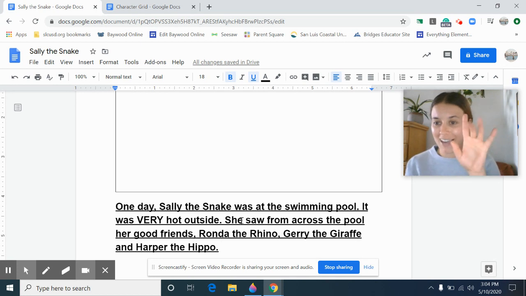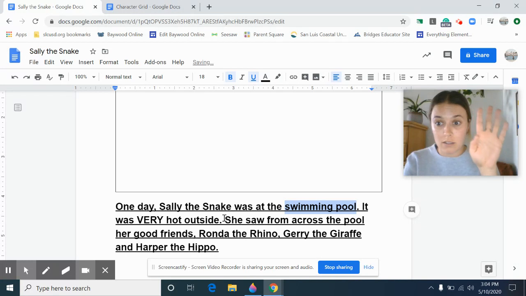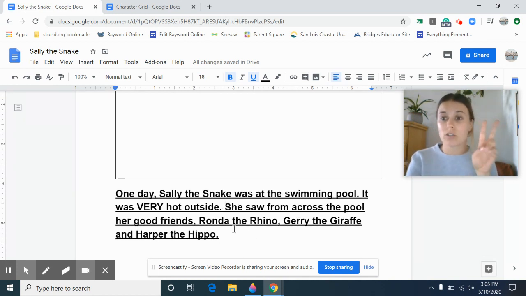So now I have introduced my character, right here, Sally the snake. I've introduced my setting, where that takes place. Where are they at? The swimming pool. I gave a detail about my setting. So I want you to think, once you introduce your setting, close your eyes and think, what is it like there? What detail can I give? Okay. And then you're going to write a sentence that's going to hook your reader. You're kind of starting the story. All right. So Miss Klein did it up here, and then I'm going to go draw a picture.